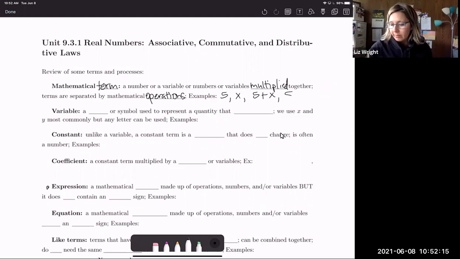We could have 5X plus 2Y. And again, that would be a mathematical expression, still made up of 2 terms. We have the X term, and the coefficient on that X term is 5. And again, we're going to talk about what a coefficient is right here. And then we would have the Y term, and its coefficient is 2. So all of these are considered mathematical terms.